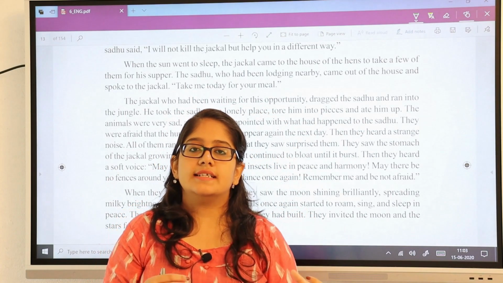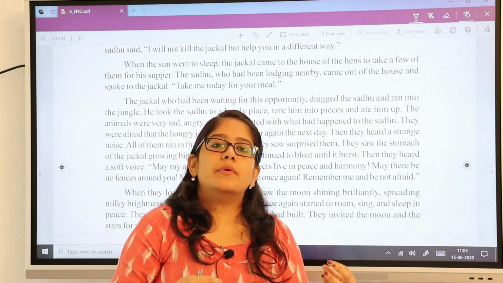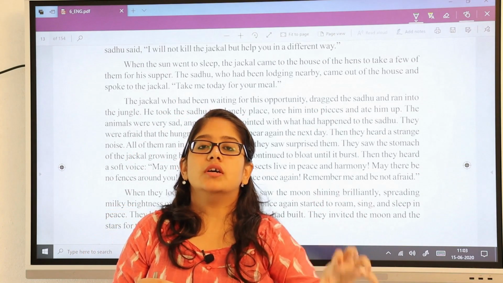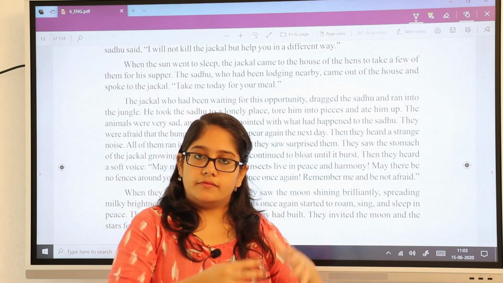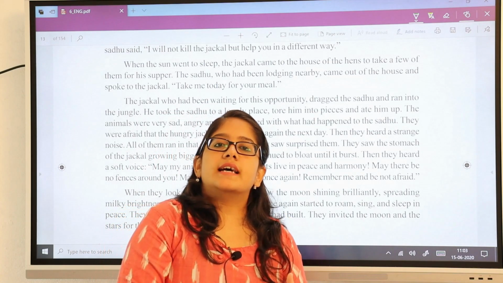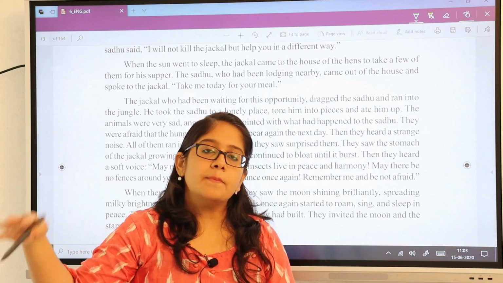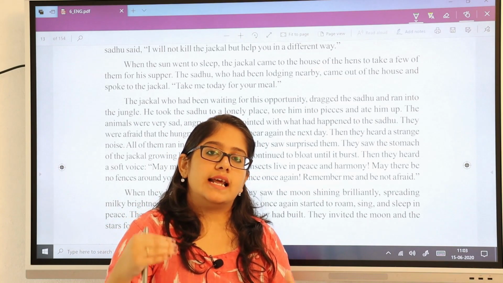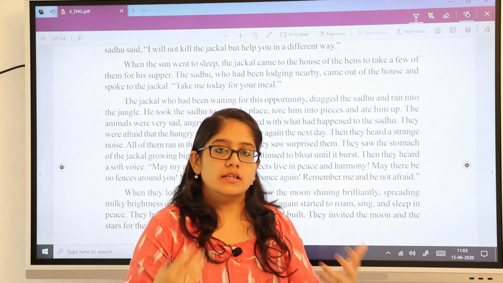It was evening time, supper, dinner time, and the jackal went to the hens' house. He took a few of the hens and he wanted to eat them for a meal. But what did Sadhu do? He was lodging, he was resting somewhere nearby. Sadhu comes near this jackal and he says, have me for your meal, have me in your dinner.